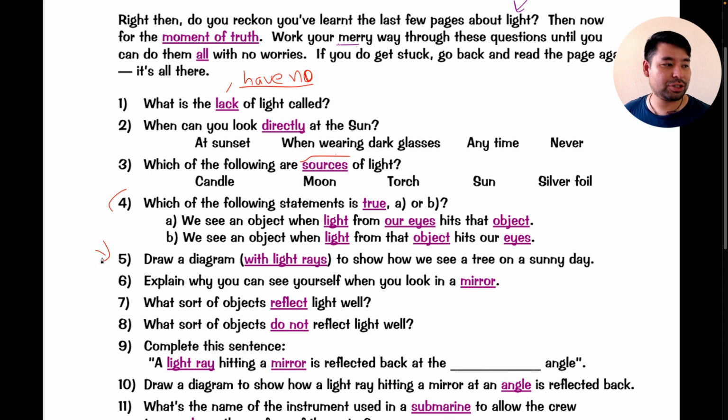Number 5. Oh, so we have to make a diagram. Draw a diagram with light rays to show how we see a tree on a sunny day. Okay, so how are we going to do this diagram? Remember the question: draw a diagram with light rays to show how we see a tree on a sunny day.